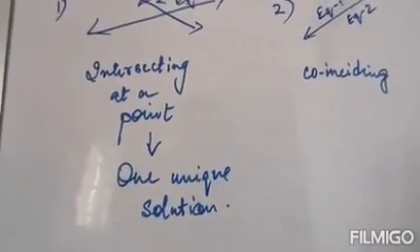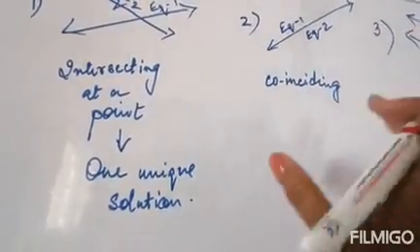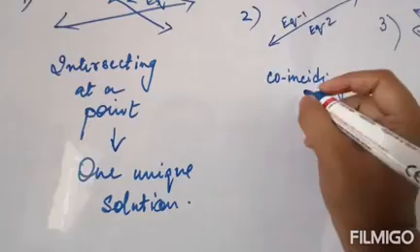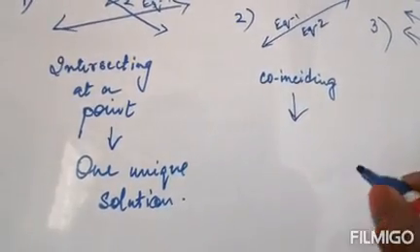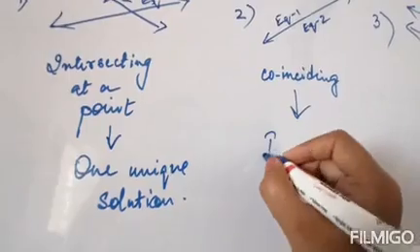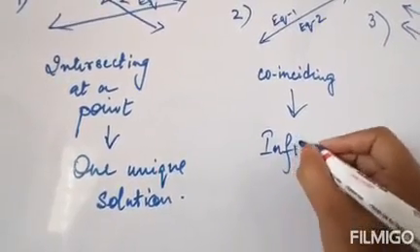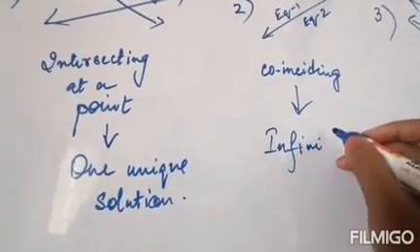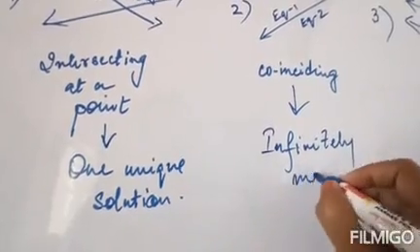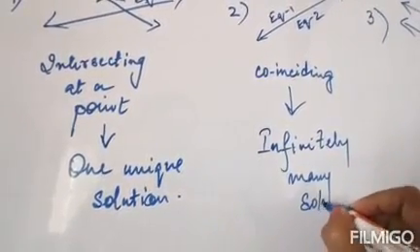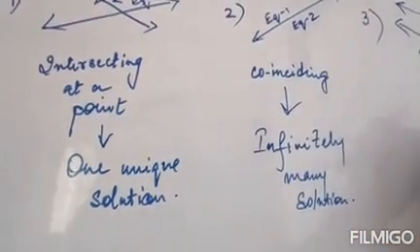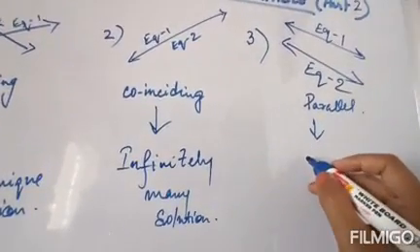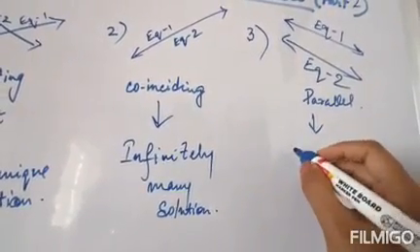And when the lines are coinciding, that means similar points for both the lines, and you have seen that only one line is extracted from both the equations, you will find that those two equations have infinitely many solutions. Infinitely many solutions.